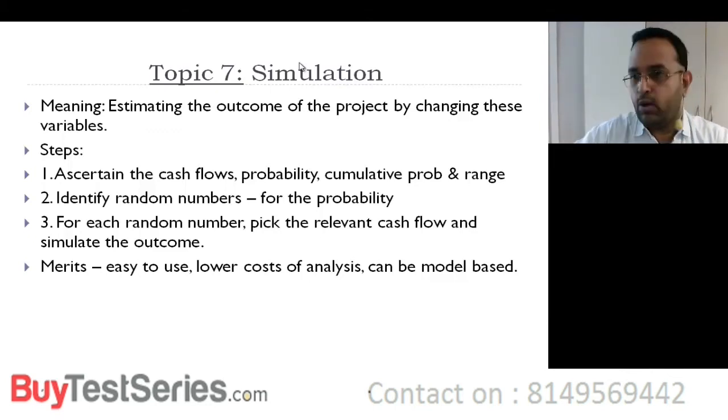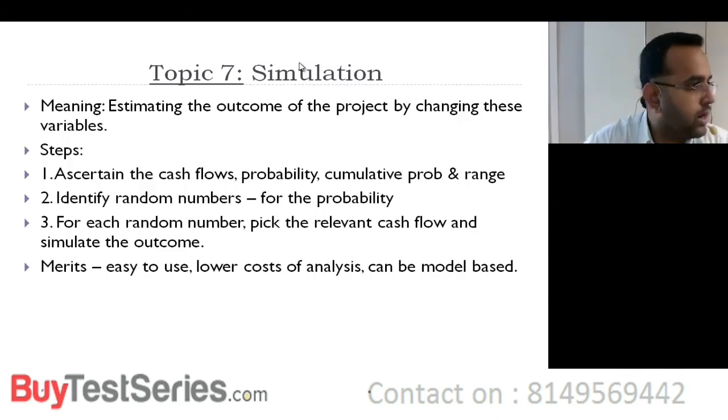So step 1, align your cash flows. Step 2, find out random numbers. Step 3, for that random number, pick the relevant cash flow and do the NPV analysis. That's it. Merits.